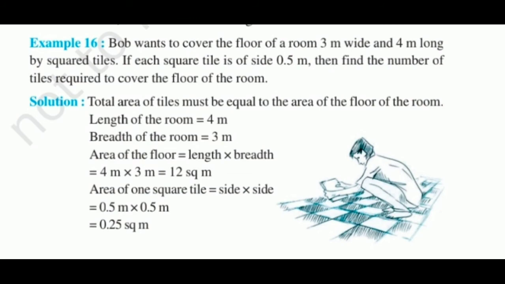Total area of tiles must be equal to the area of the floor of the room. So we know that length of the room is 4 meter and breadth of the room is 3 meter. So area of the floor will be length into breadth, which is 4 meter into 3 meter, equals 12 square meter. Now area of one square tile is side into side, which is 0.5 meter and 0.5 meter, which equals 0.25 square meter.